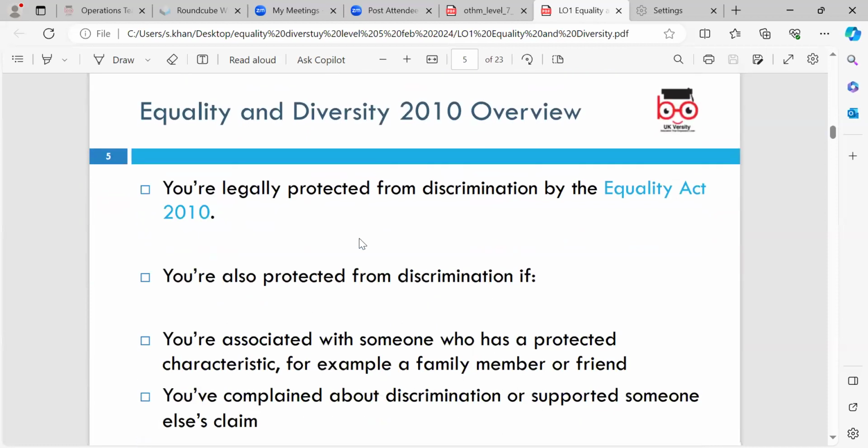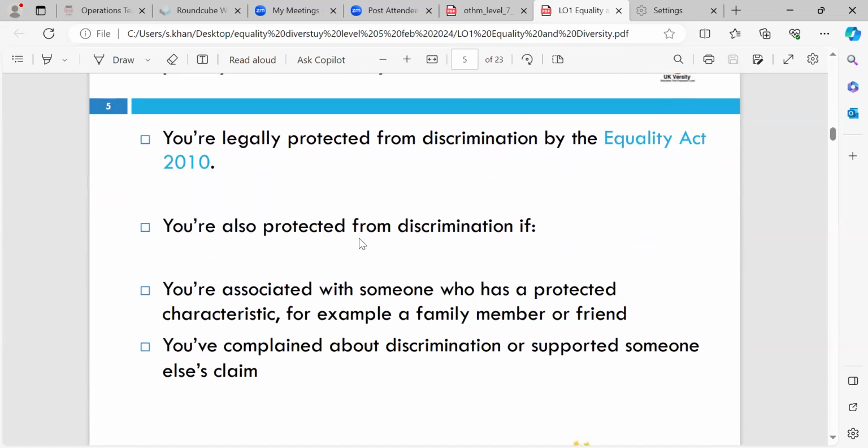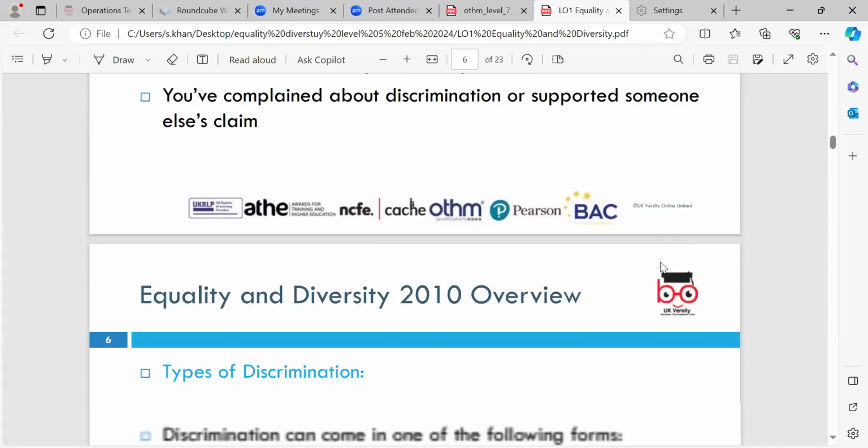So you're legally protected from discrimination by the Equality Act. And if you're associated with someone who has a protected characteristic, for example a friend or a family member, and you've complained or you've supported someone, you're able to be there for that person as well and advise people. Sometimes something's said and we think about it later on, but it does amount to discrimination. So maybe support others with it as well.